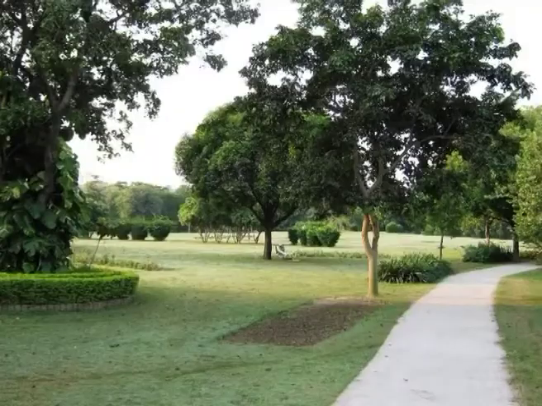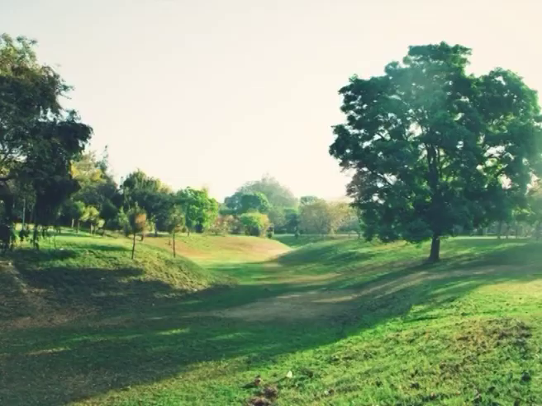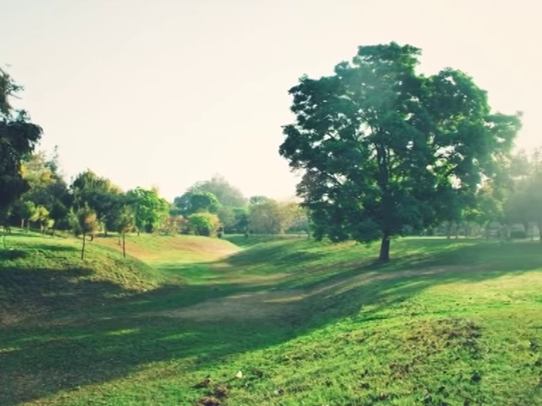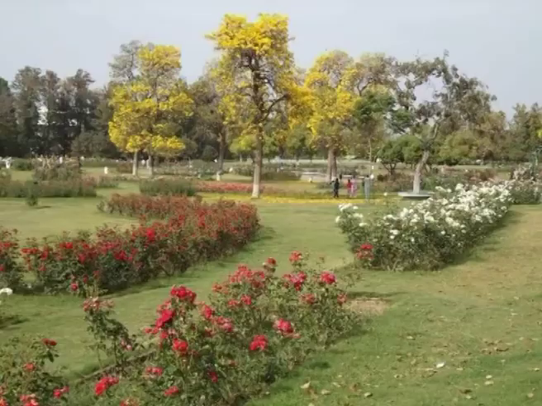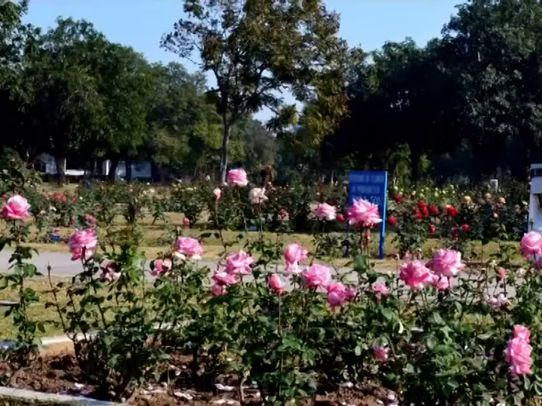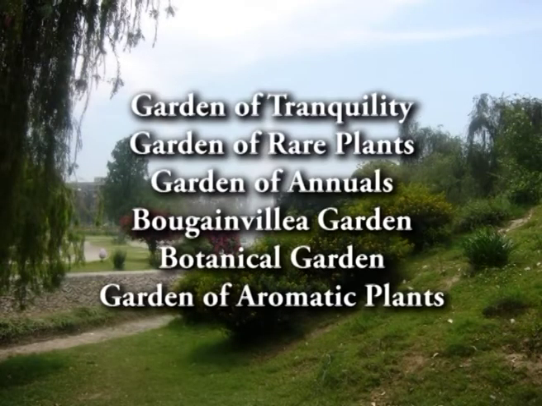Leisure Valley is for those who love soaking in the green surroundings. The valley basically comprises a number of beautiful gardens which adorn the city from one end to the other. The popular Rose Garden of Chandigarh, the largest garden of Asia, is a part of the Leisure Valley only. The popular gardens of the city are Garden of Tranquility, Garden of Rare Plants, Garden of Annuals, Bougainvillea Garden, Botanical Garden and Garden of Aromatic Plants.